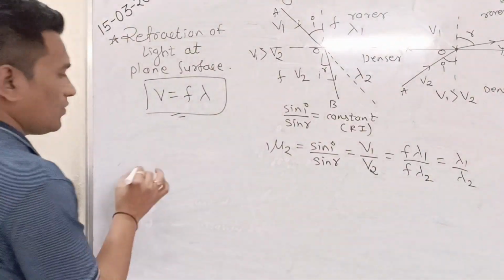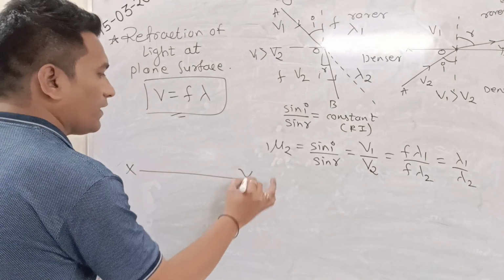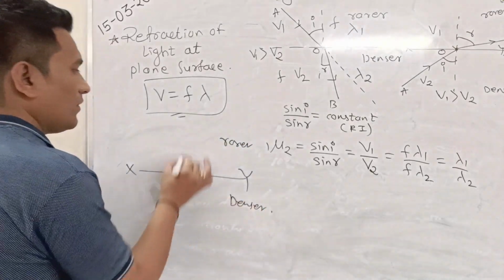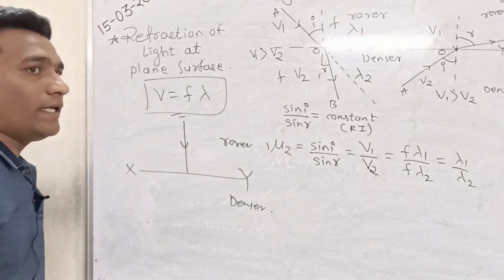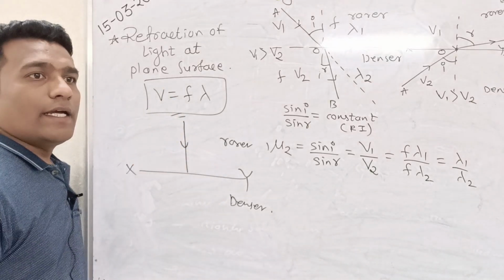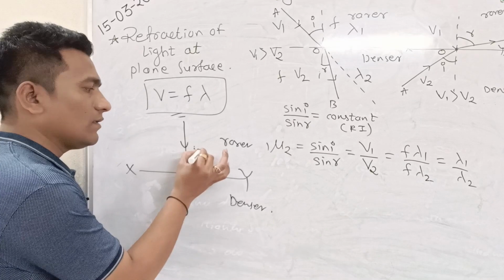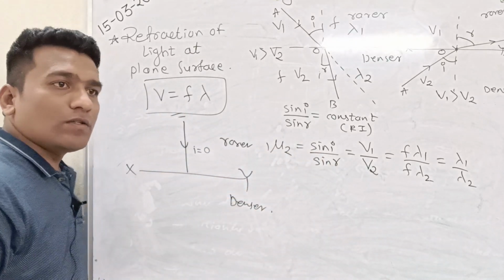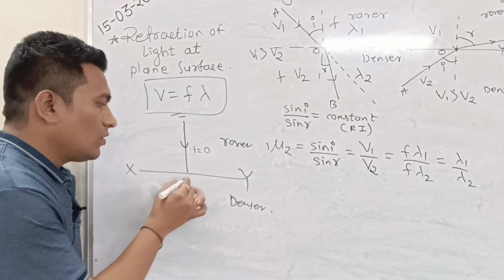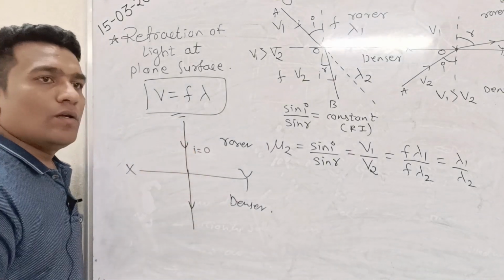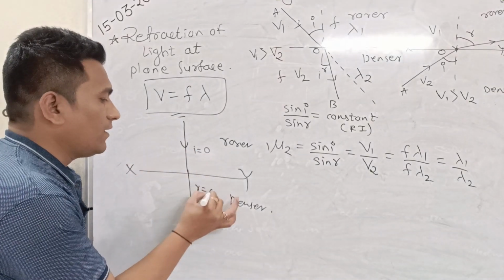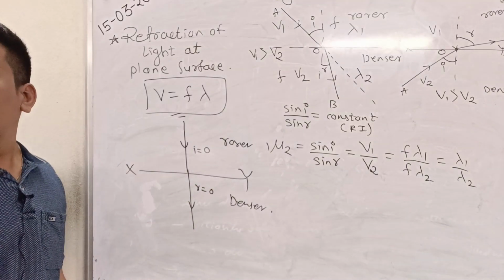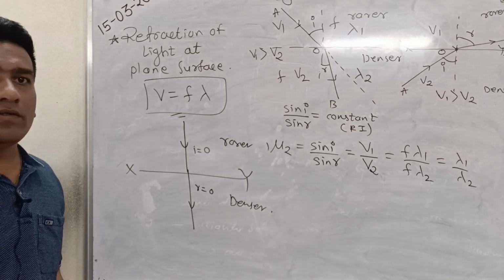One phenomenon which you need to remember: this is the refracting surface XY, rarer medium, denser medium. If a light ray is incident normally to the surface, it means the angle of incidence is 0. So as per the formula, the angle of refraction will also come out to be 0. So it means that the light ray will remain undeviated. Any doubt?